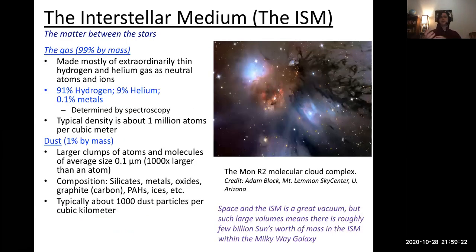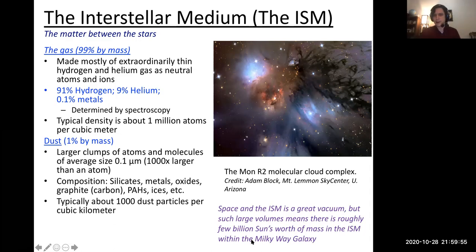All right, so let's just take a quick look. Let's break this down by the gas and the dust component. On the right, you can see another amazing image. This is the MON R2 molecular cloud complex, where you can see dust lanes again. You can see that there's some star formation happening within this cloud and some lights leaking out. You can see young, hot O and B stars, freshly born, that are glowing, and you can see that they're interacting with the gas and dust around them. All sorts of things going on at the ISM that make it really, really fascinating.